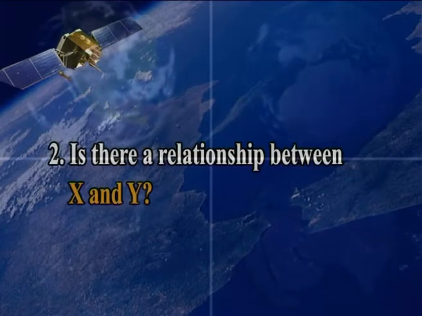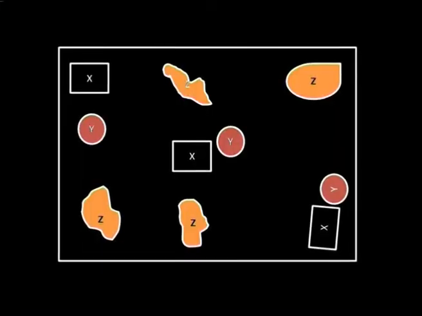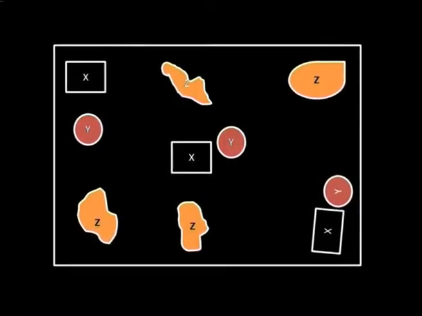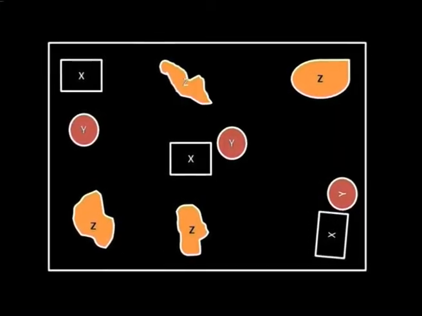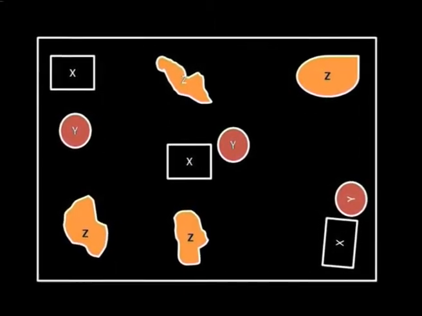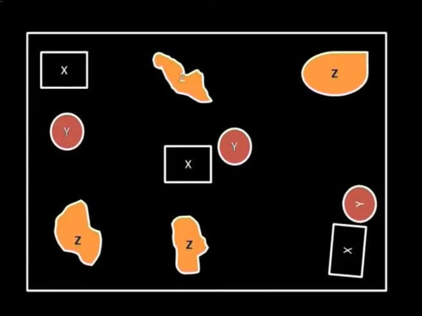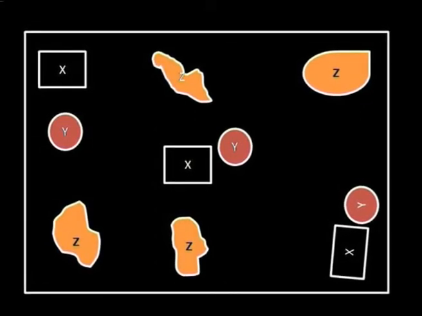Number 2. Is there a relationship between X and Y? Again, your eye can reveal that Y is always very close to X. Also, it may be because Y's position changes in a pattern from one X to the other. Do you follow this spatial relationship?